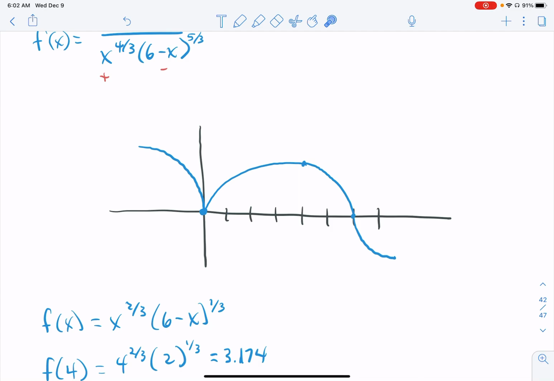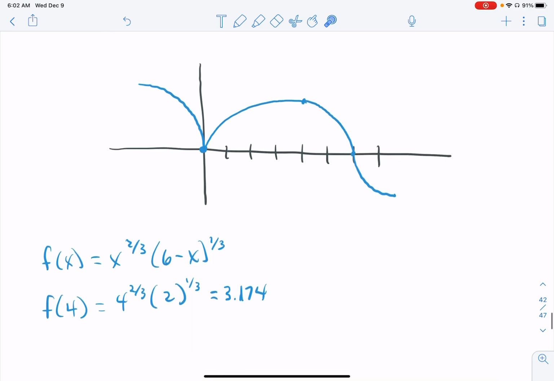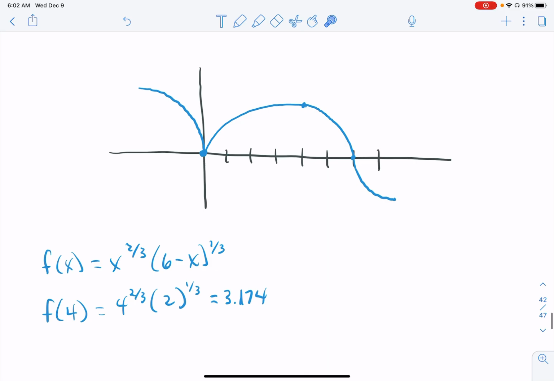We put all those pieces together. We were able to graph this thing by finding where it was increasing or decreasing, relative mins, maxes, concavity, and even a point of inflection, a bonus point of inflection. We're done.